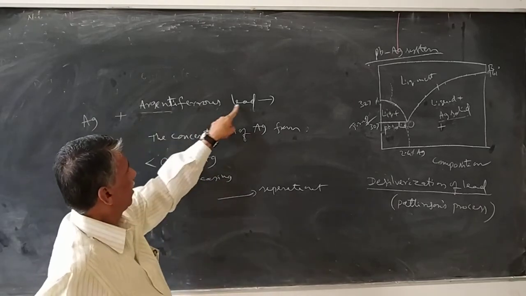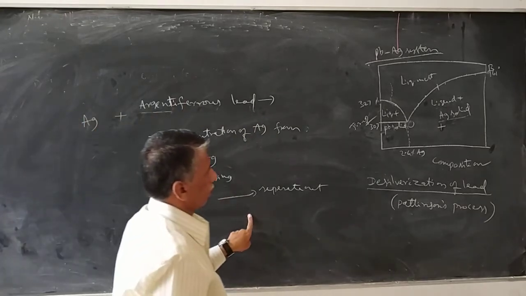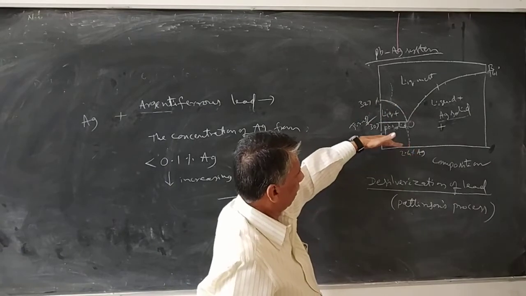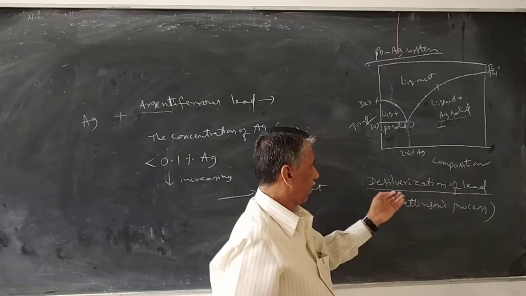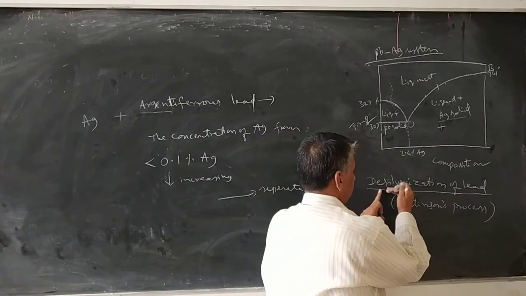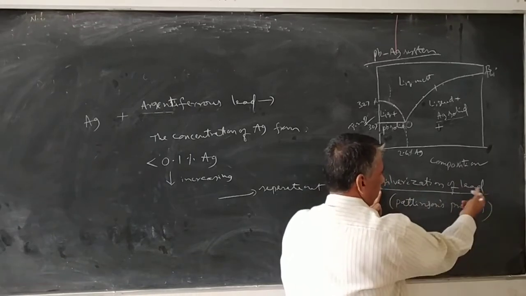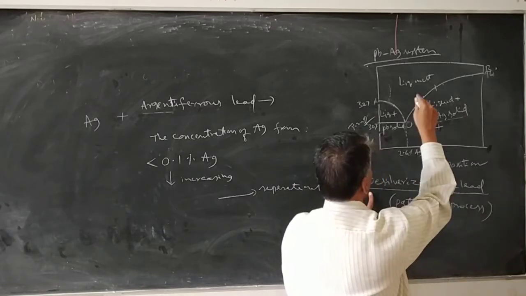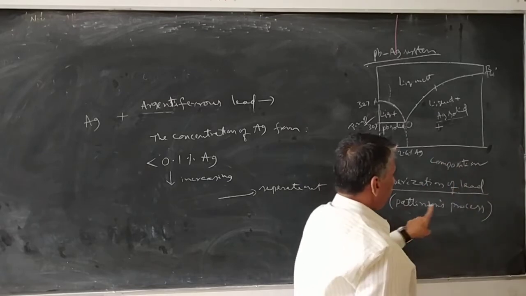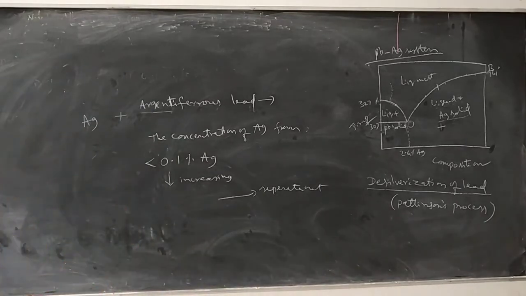from argentiferous lead by adding silver is based on the phase rule principle, and this method is called the desilverization of lead. That means I am separating more and more silver from the lead. Okay, and this is called the desilverization of lead. This is based on the principle of phase diagrams, and this method is called Pattinson's process. So this is a brief look at the lead silver system. Okay.